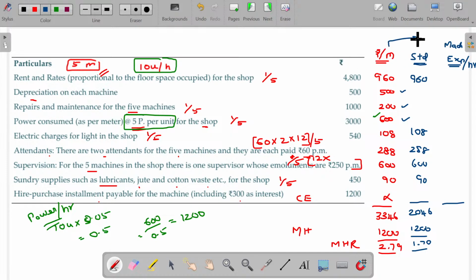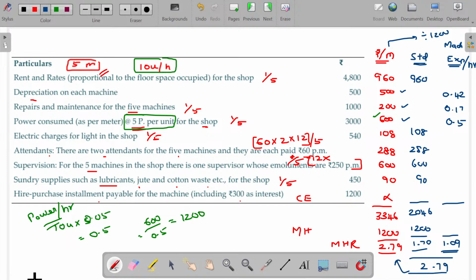So you have to divide this by number of hours, 1200. So 500 divided by 1200, 0.42. Repairs 0.17, and power consumption being 0.50. Overall value in this case being how much? 1.09. Then overall machine hour rate being 2.79. You will be getting this one.